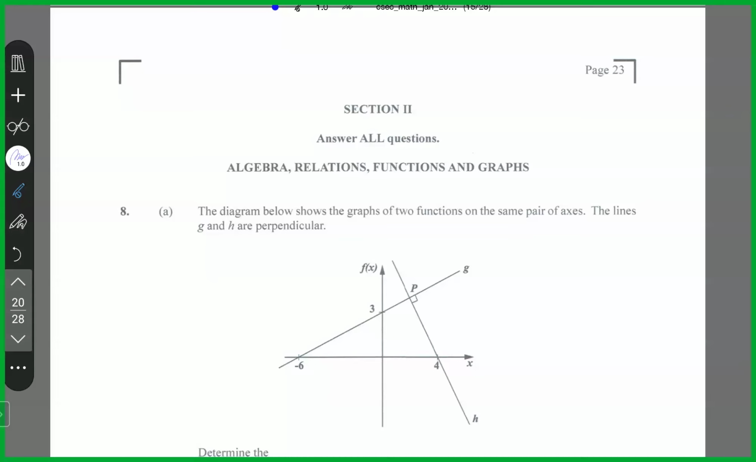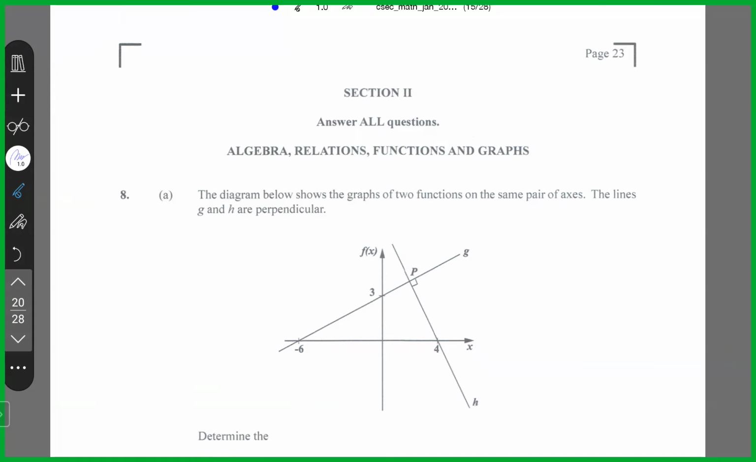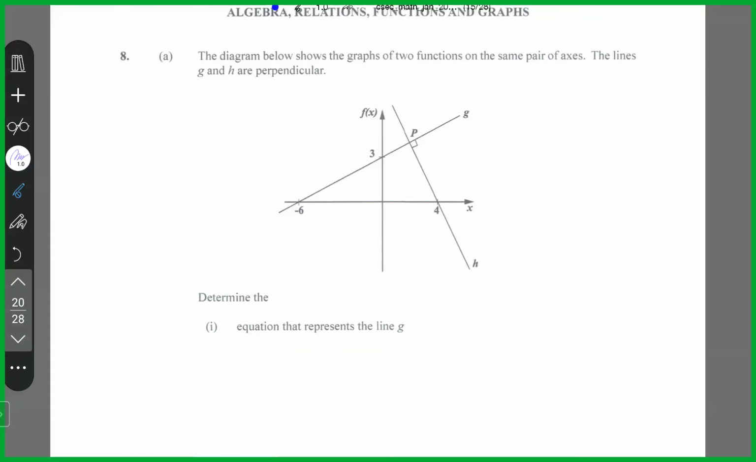Question number 8. The diagram below shows the graph of two functions on the same pair of axes. The lines G and H are perpendicular. G and H are the lines, and they are perpendicular and meet at P. We're to determine the equation that represents line G.